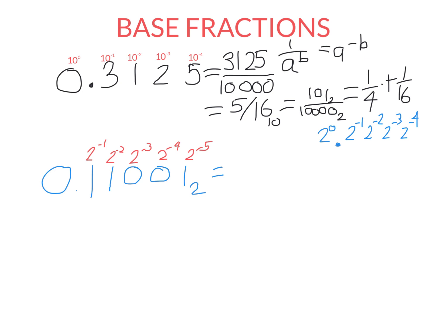So this number in binary has no 1's, no halves, 1/4, no 8ths, and 1/16. So the number 5 over 16, 0.3125, in binary is 0.0101. Again, we put this 2 there to show us we're in base 2. All right, what about going the other way?